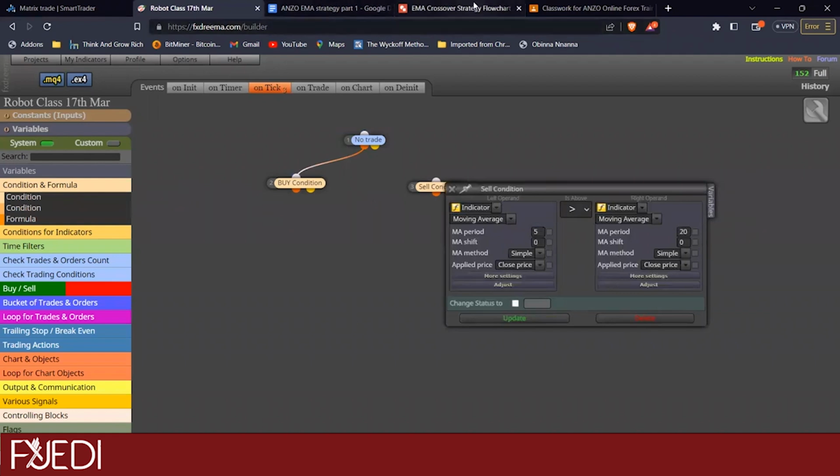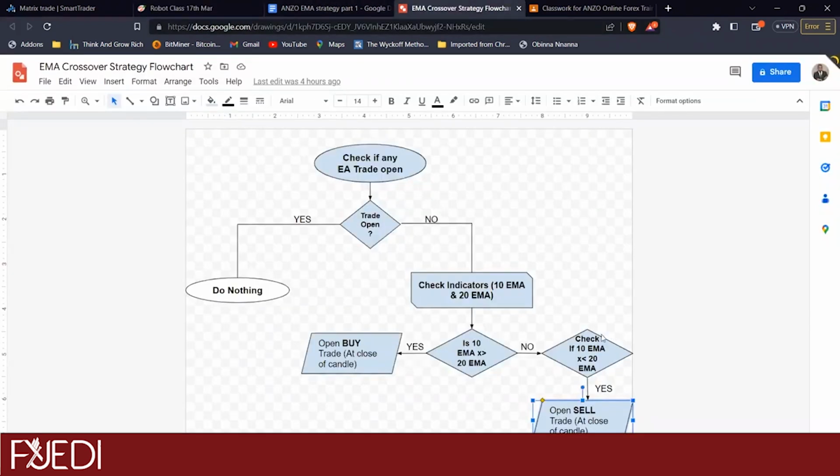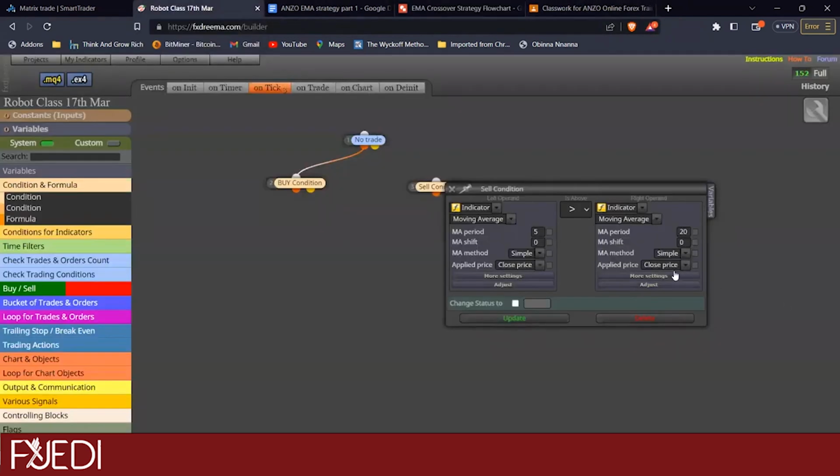Now, what are we trying to do? What is the condition for selling? Well, if the 10-period moving average crosses below the 20-period moving average, then we want to sell. So if the 10-period moving average crosses below the 20-period moving average, we want to sell. Now, you know what I'll do instead? Let's finish with the buy conditions and then we'll come back to the sell conditions.